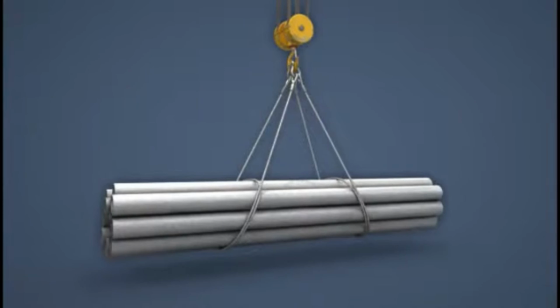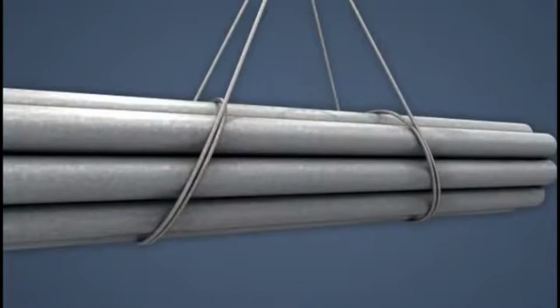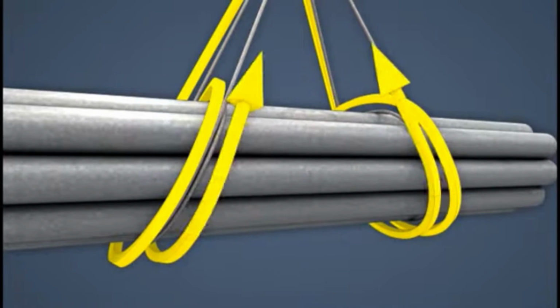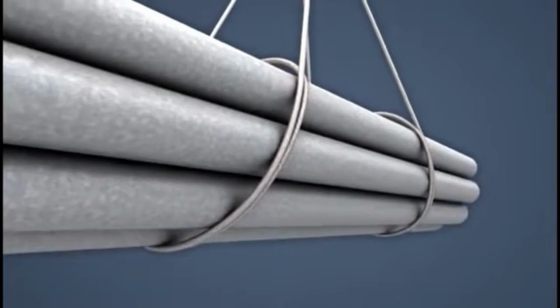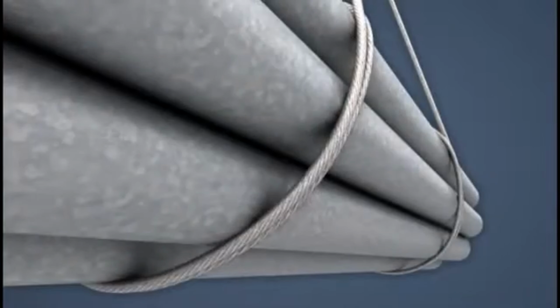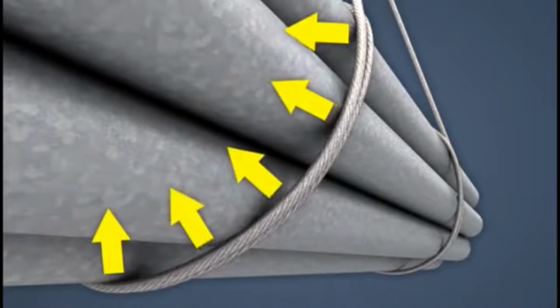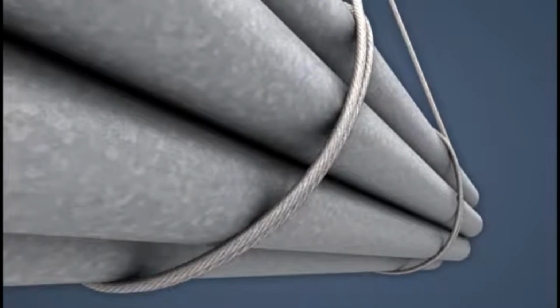A double wrap basket hitch is the same as a basket hitch. It just has one more additional wrap around the load. Because this hitch makes full surface contact around the load, it is good for lifting loose material. Additionally, the gripping effect helps prevent the sling lines at the bottom of the load from sliding inward.